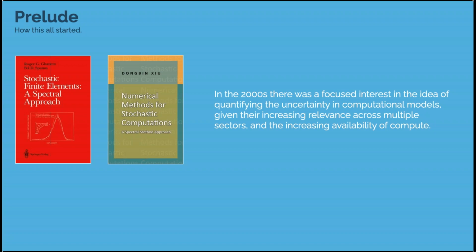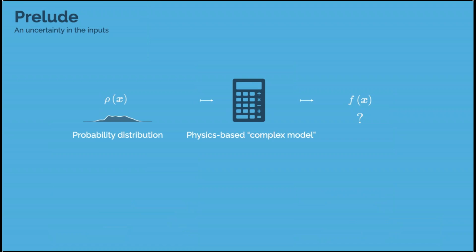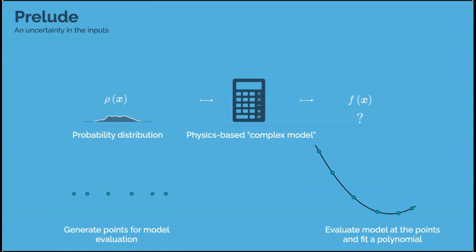Okay, so in the early 2000s, there was this focused interest on the idea of what we now know as UQ, quantifying the uncertainty in computational models. And I note here two really good references. It was really Dongbin Xiu and his advisor, George Karniadakis, who used the term polynomial chaos to refer to this idea of having a physics-driven model where your inputs were characterized by some sort of probability distribution, and you wish to determine what the impact of that uncertainty on your output, or f of x, was.